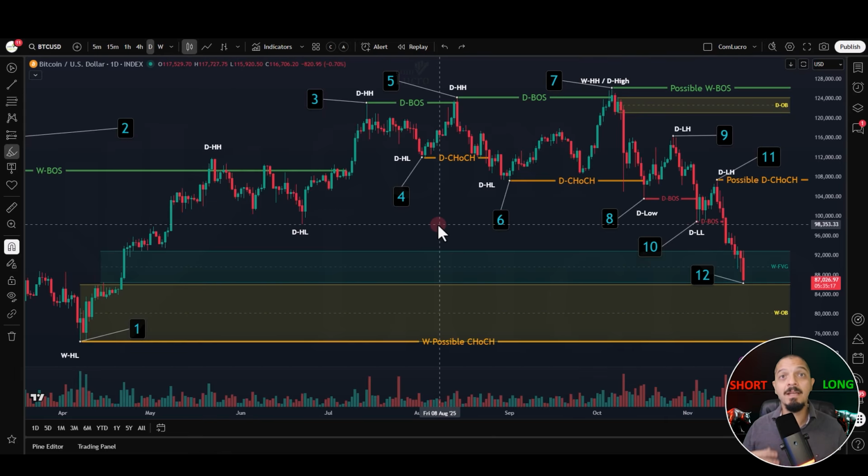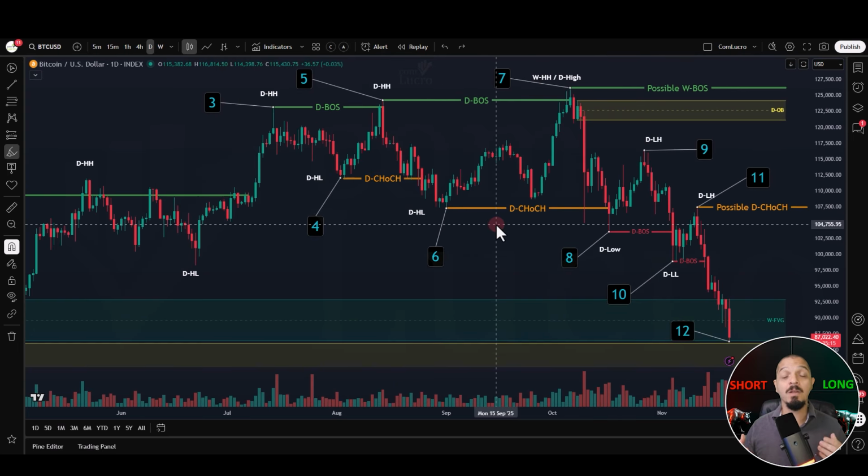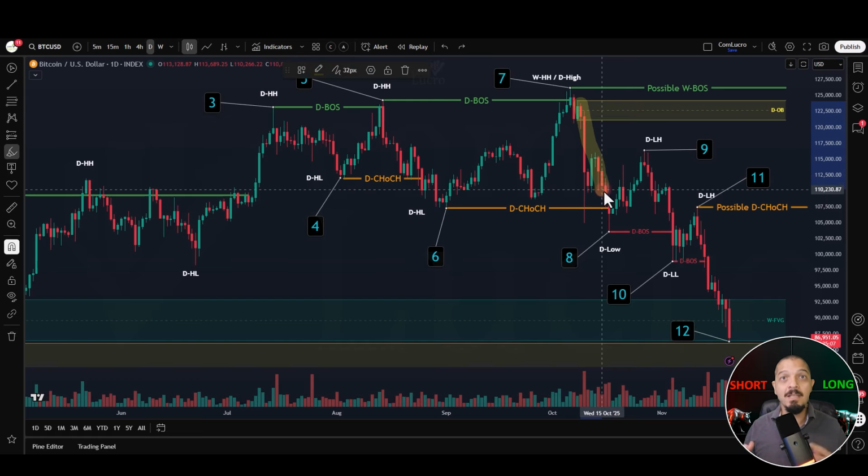Step 8. Here price breaks below the daily swing low that formed after the weekly higher high at step 7. This movement creates another daily change of character. It is the second clear warning that sellers are gaining strength.